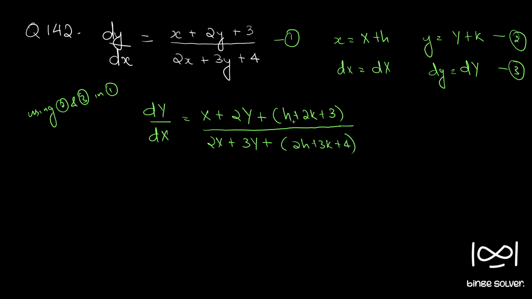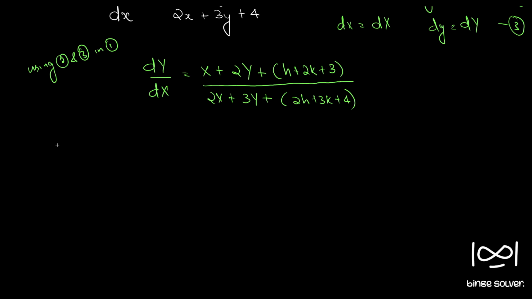The trick is we need to find h and k such that h plus 2k plus 3 is equal to 0 and 2h plus 3k plus 4 is equal to 0. So these two parts vanish and the remaining equation becomes a homogeneous equation. To find h and k, we have two equations. For this solution to work, the ratio of the coefficients of x and y in the numerator and denominator should be different. So here it is 1 by 2 and 2 by 3. So it is different. So we can apply this solution.